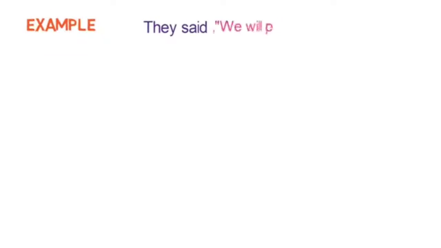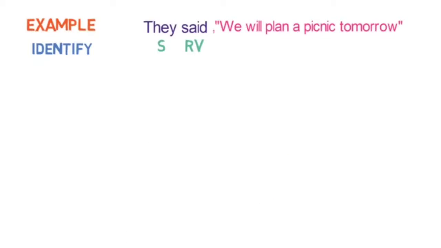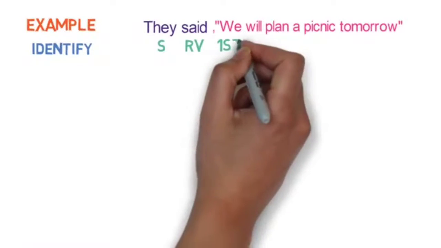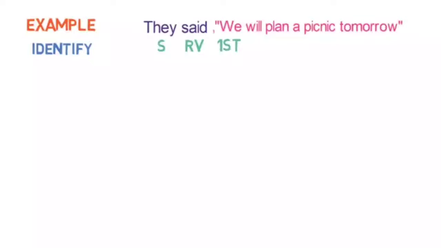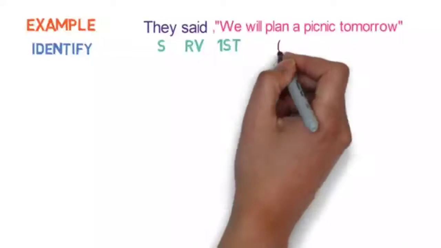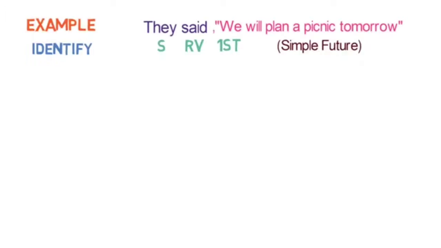They said, "We will plan a picnic tomorrow." First step is identification. Here, they is the subject, said is the reporting verb, and we is the first person. Now we need to check the tense of the reported speech. What is the tense here? It is simple future tense.